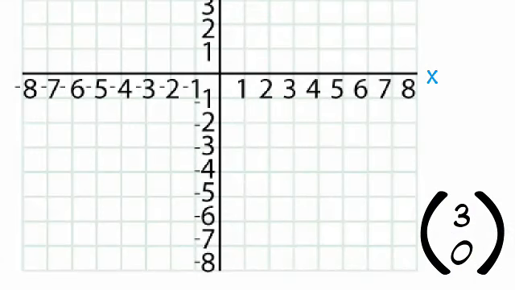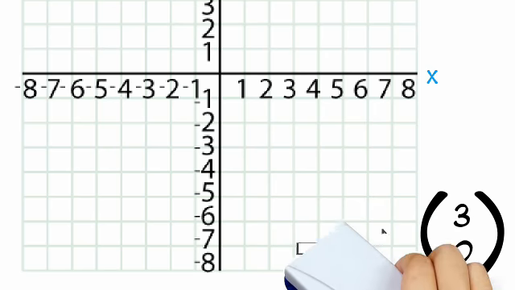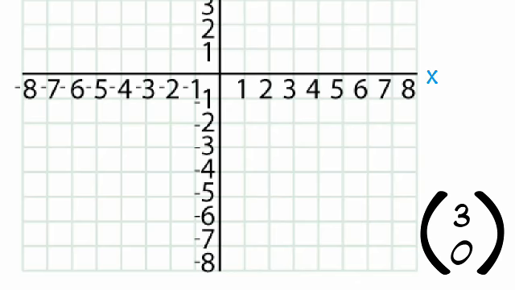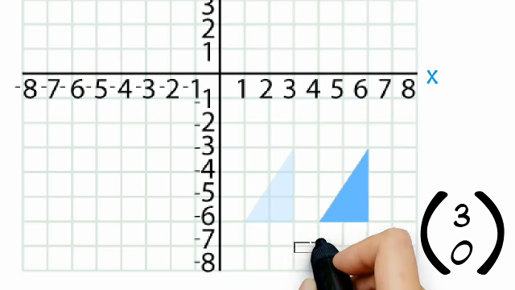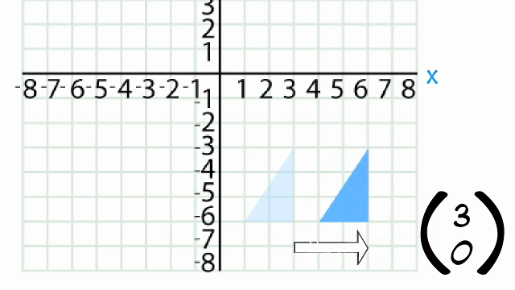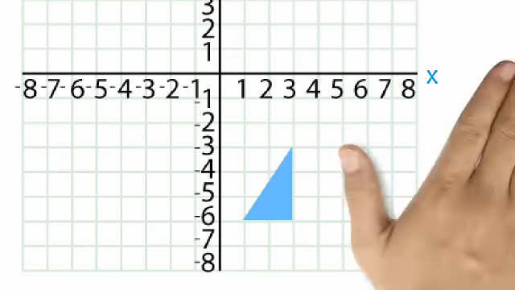The top number tells us how far across the shape moves, and the bottom number tells us how far up or down the object moves. In our example, we would describe the translation as (3, 0), because the top number tells us the shape has moved 3 squares to the right, and it has not moved up or down, so the bottom number of the vector is 0. Let's look at another example.